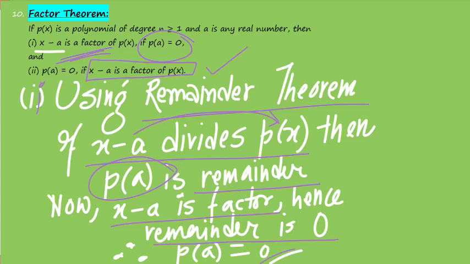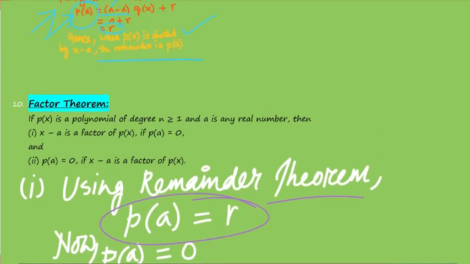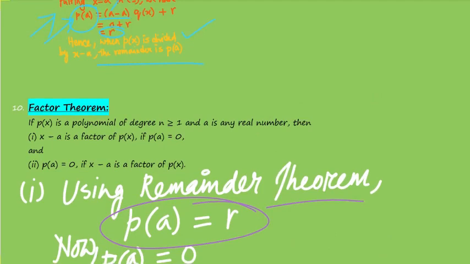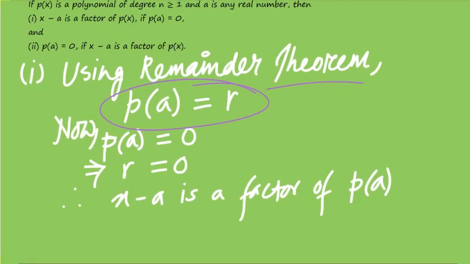The first part would be, I'm just erasing and pausing and writing it all. So the first part now, again using remainder theorem, what do we have? We have p(a) is equal to r. We just got it, right? We got it here, p(a) equal to r, that is the same thing that we are using. If p(a) is equal to r, then what can we say? That p(a) is 0. Why? Because it is given, right?